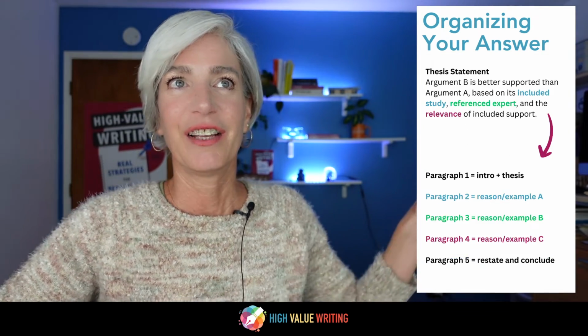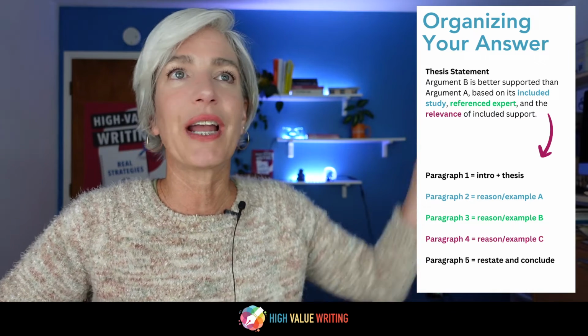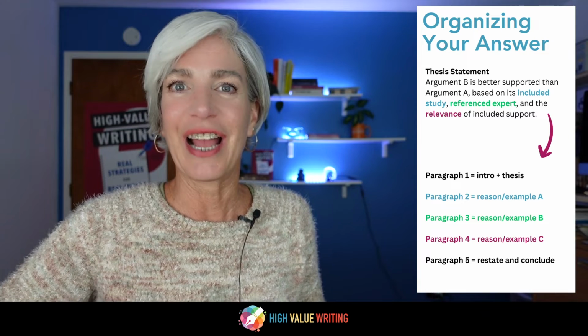So now I have my thesis. I have my argument, my central point. I can just use that to create my outline for my paragraphs. Let's look at how to do that. We've got argument B is better supported than A based on these three reasons. Well, here's my outline. This is that 5-paragraph essay style, which is a little overdone, but when you have 45 minutes, it's tried, true, and trusted.